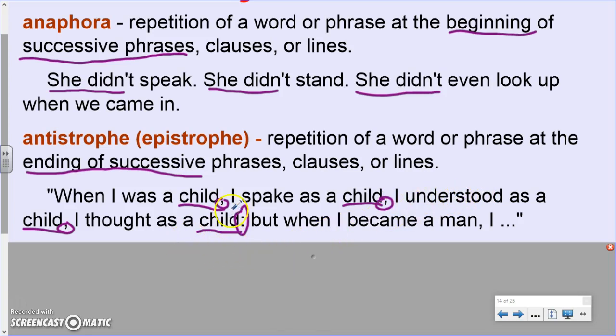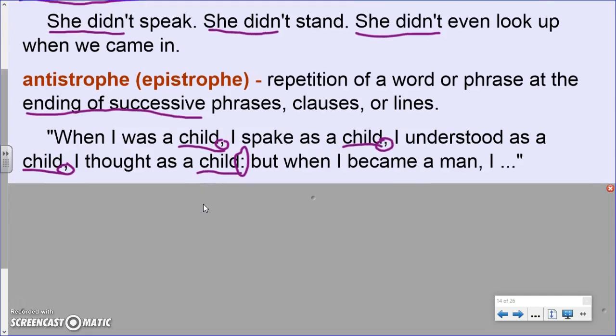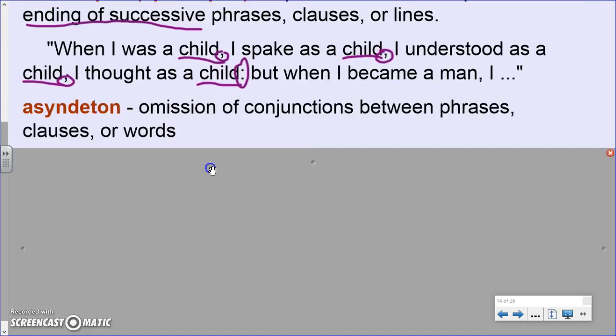Even though you see "I" here also, this sentence itself would have an example of anaphora and of antistrophe, but I'm specifically focusing on the child aspects. Sentences can have more than one, and in this case this one does, but for this video I'm specifically focusing on the antistrophe.